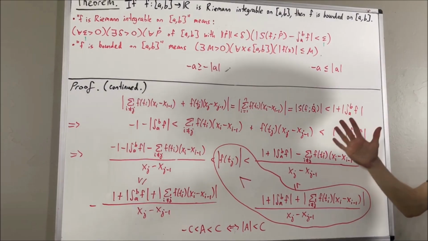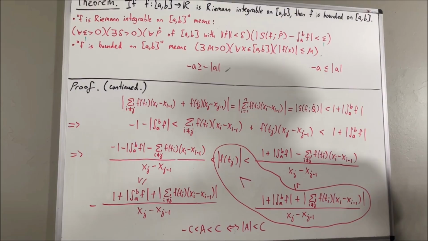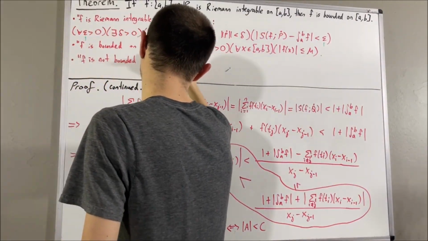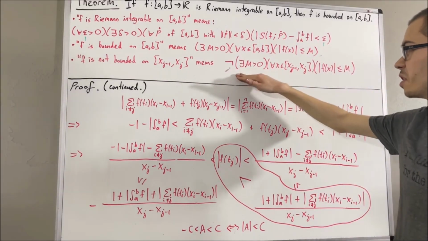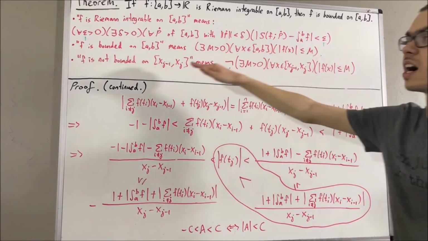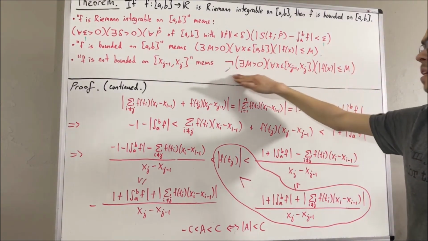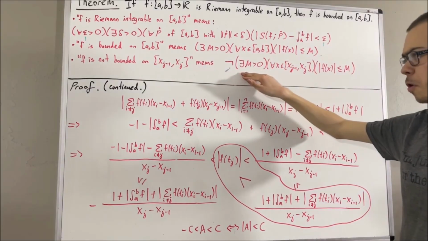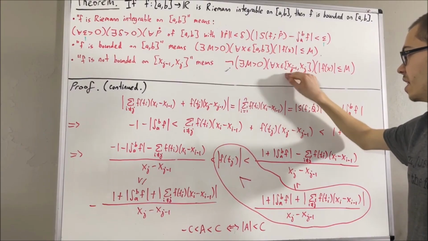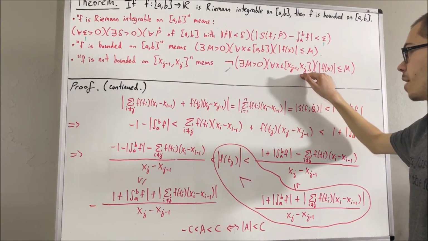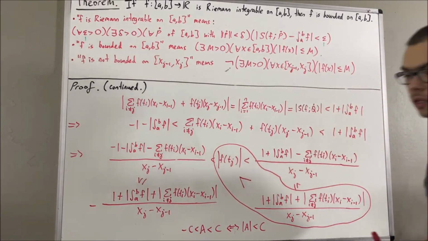But f is not bounded on the jth subinterval. And what does that mean? It means the negation for f to be bounded on the jth subinterval. But what is the negation of this statement? The negation is to say, for all positive real numbers m, there exists an x in xj minus 1 comma xj such that absolute value f of x is greater than m.